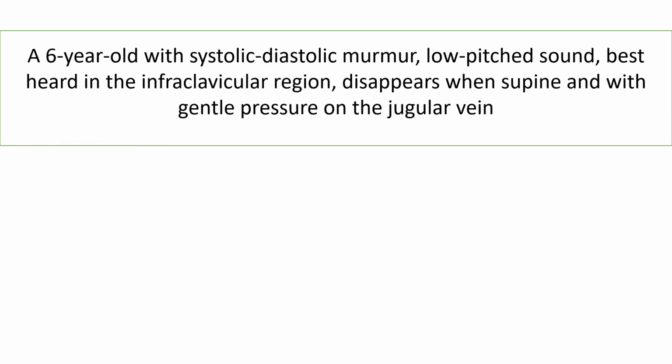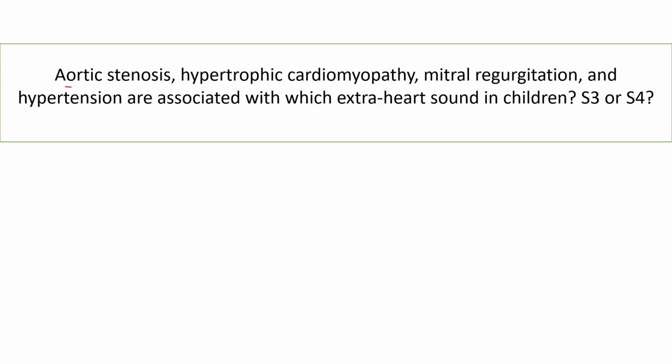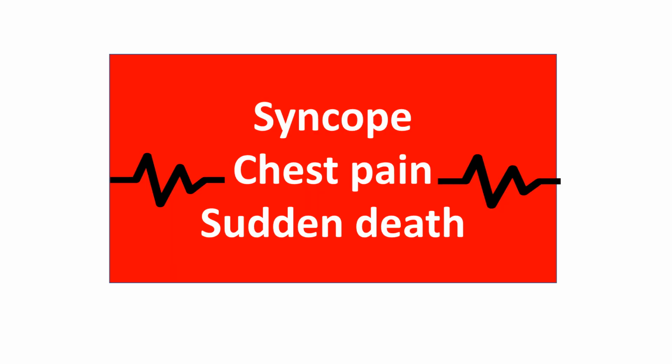A 6-year-old with a systolic-diastolic murmur, low-pitched sound, best heard in the infraclavicular region, disappears when supine and with gentle pressure on the jugular vein. What is the most likely diagnosis? Venous hum. This murmur is benign, requires reassurance. Aortic stenosis, hypertrophic cardiomyopathy, mitral regurgitation, and hypertension are associated with an extra heart sound in children. Which one, S3 or S4? S4 is always abnormal.